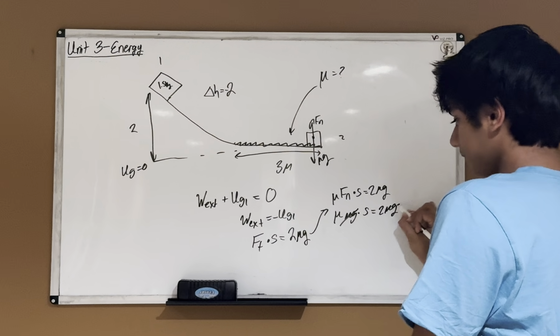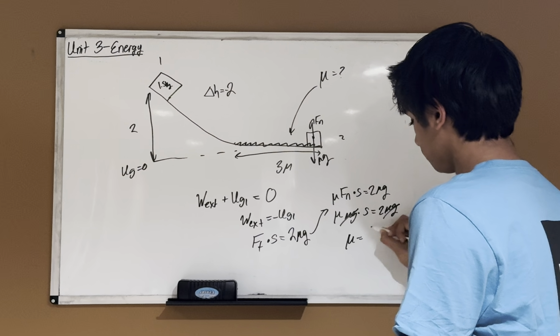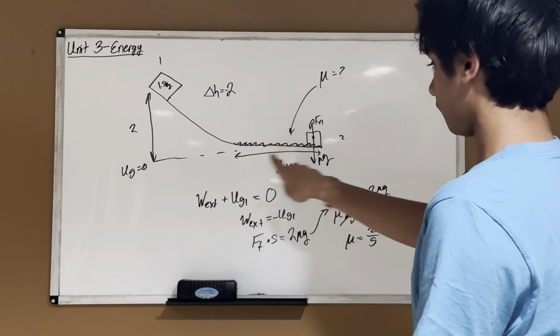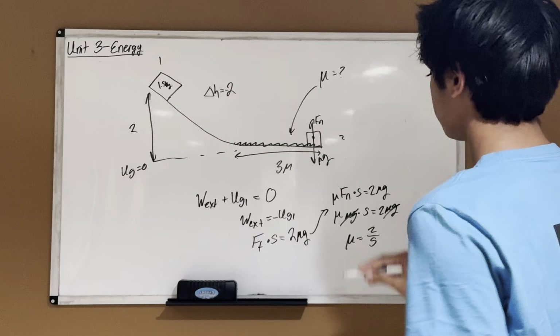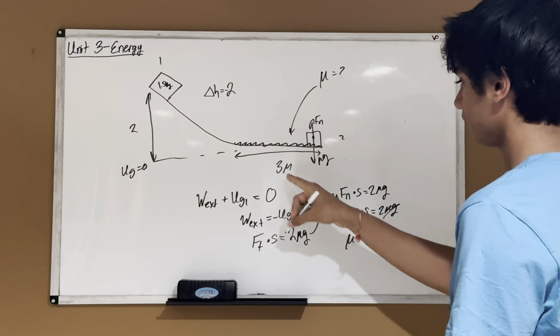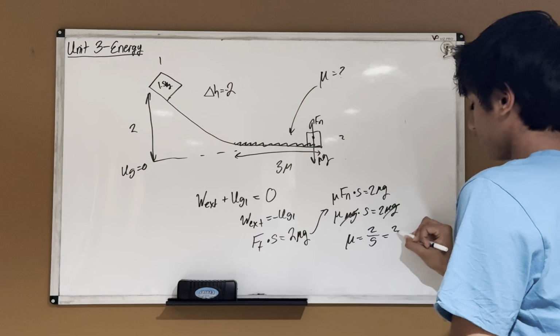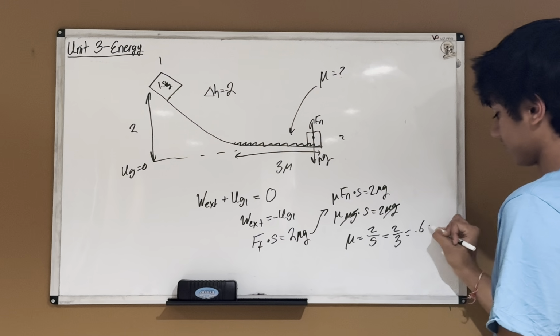So the mg's cancel out. We're left with mu is equal to 2 over the displacement on land or on flat. And so the displacement is 3. So our coefficient of friction is 2/3 or 0.667.